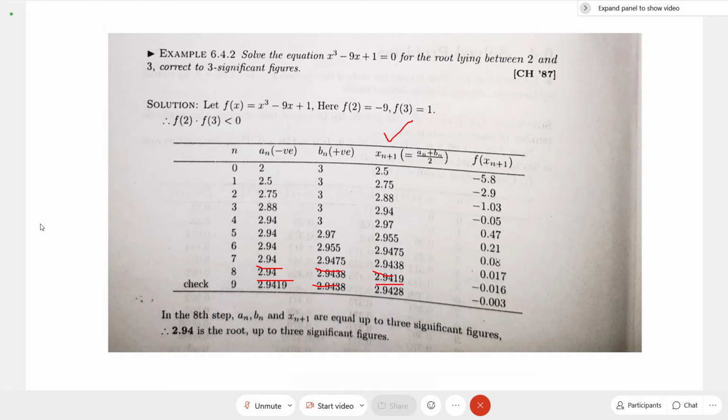If FA and FP are both greater than 0, then the root doesn't lie between those two numbers. You must get one positive, one negative. It will always be like that because you have started with the column which is negative and the one which is positive. You have already started like this. So always you will get one negative and one positive because the root lies between 2 and 3. That's where you started. So it won't be that both are positive. Computationally, it will not happen.